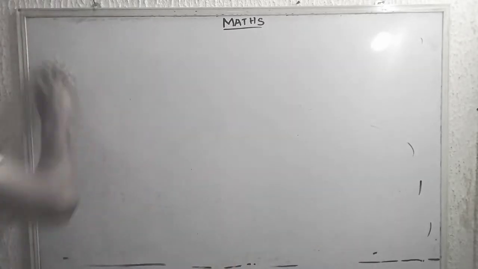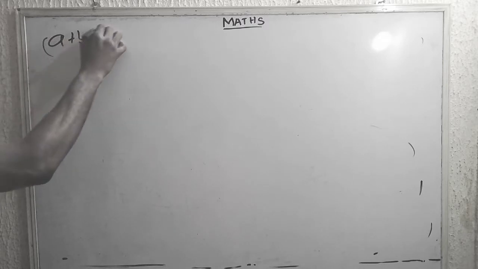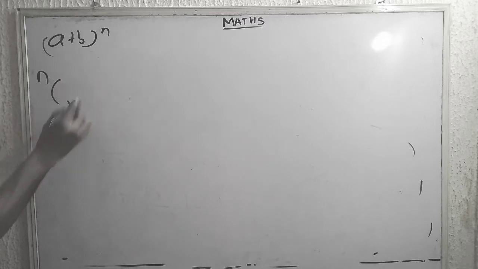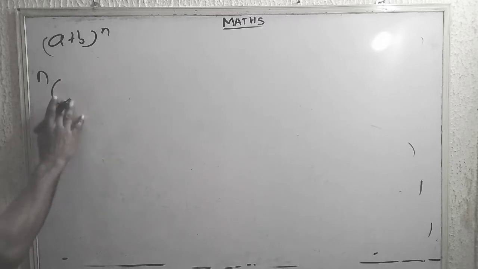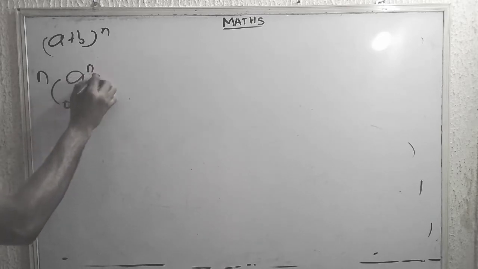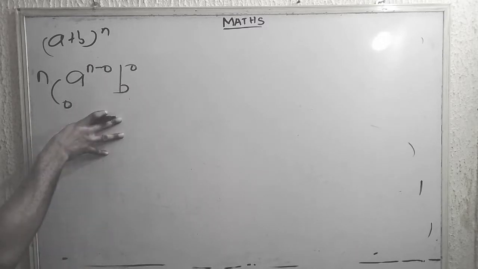Now, if you were given a case of (a + b) raised to power n, the possible expansion of that using the combination is: n combination r. Start from power 0. Then I have a raised to power n minus 0, plus b raised to power 0. That will give the first term.